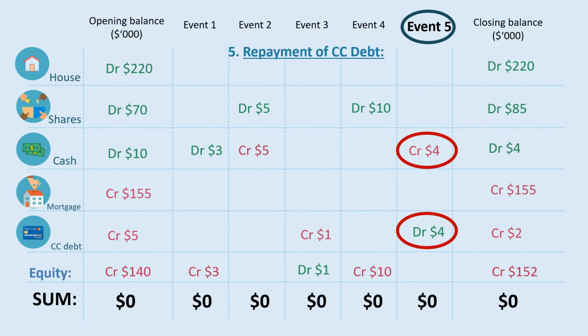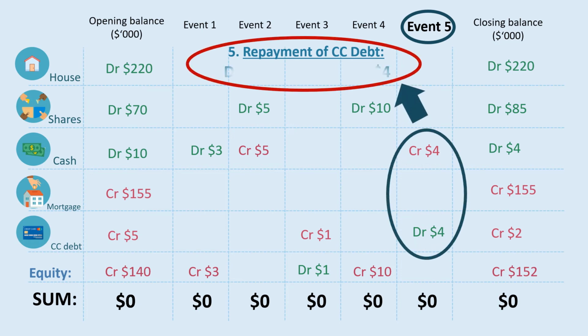The accountant would write a double entry, debit credit card debt, credit cash, 4,000, which means decrease of a liability and also decrease of an asset.